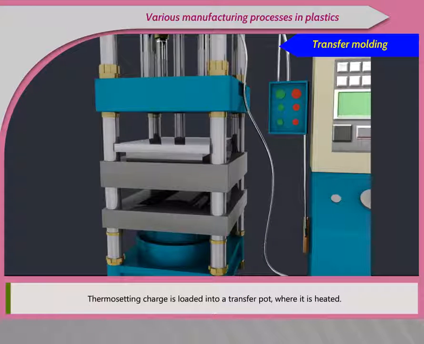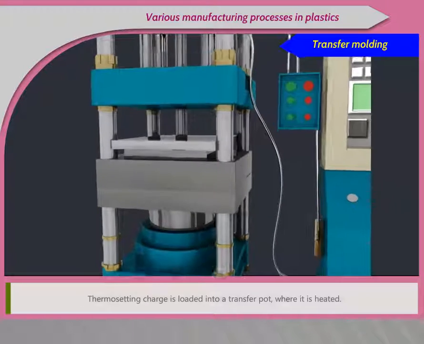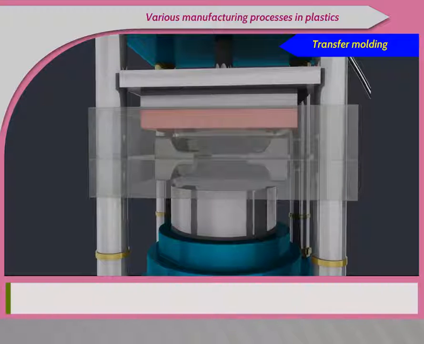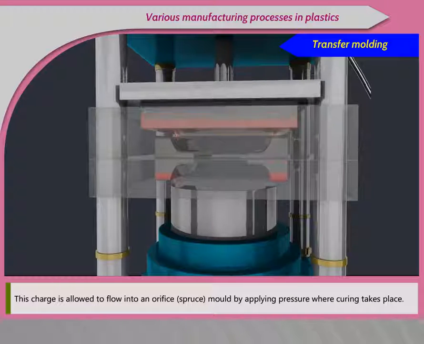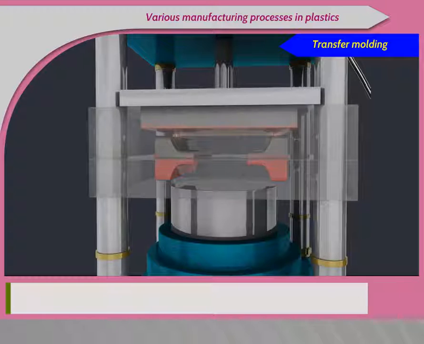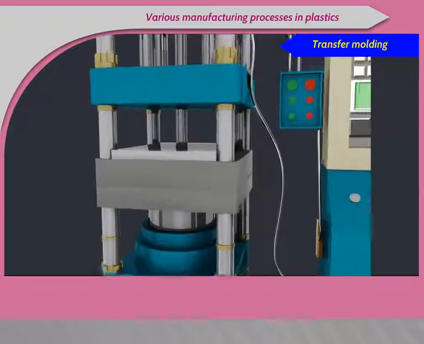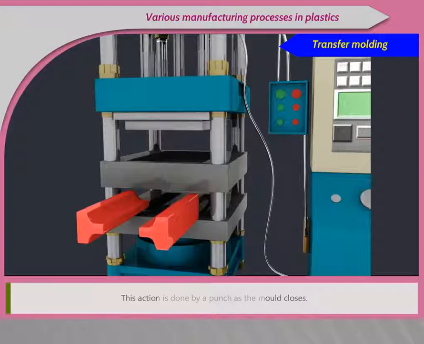Thermosetting charge is loaded into a transfer pot where it is heated. This charge is allowed to flow into an orifice, that is, sprue mold, by applying pressure where curing takes place. This action is done by a punch as the mold closes.